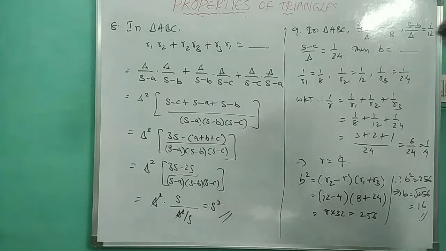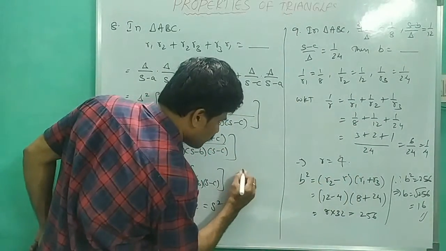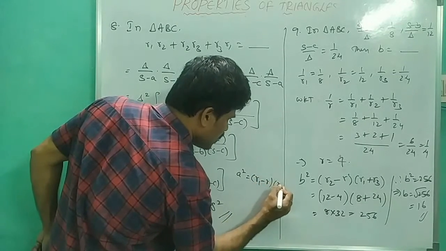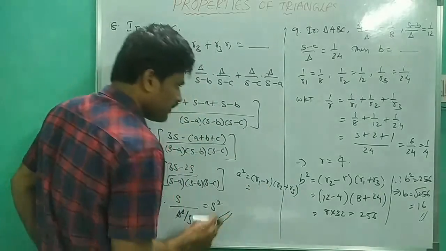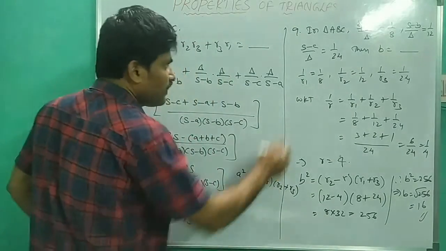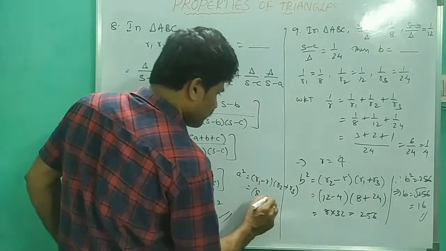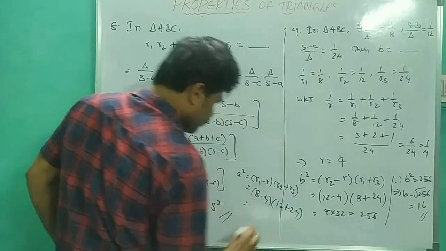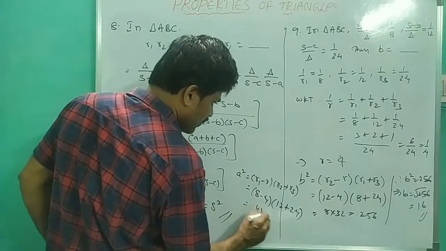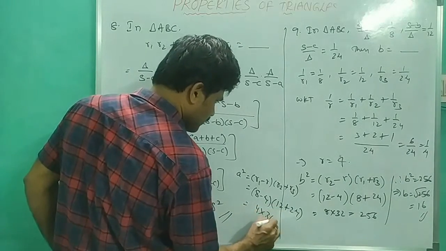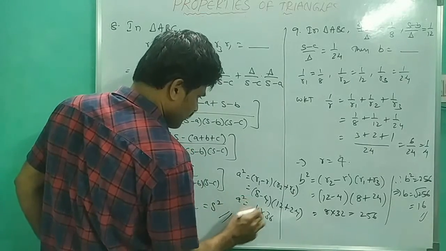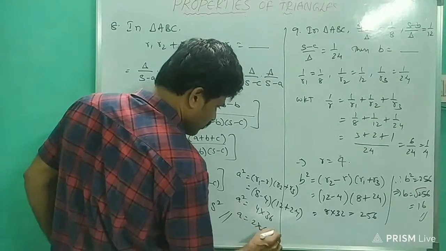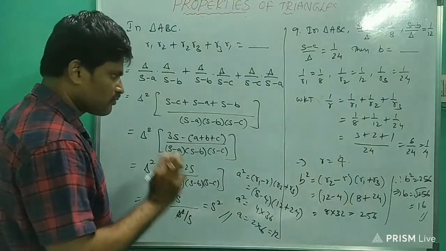Similarly, using to find a square also, here a square formula is r1 minus r into r2 plus r3. So here a square means r1 means 8 minus r is 4 into 12 plus 24. So here we have to observe clearly 8 minus 4, 4 into 36. So here this is a square. Now a equals to square root 4 means 2, square root 36 means 6. So 2 into 6 is 12. So a equal to 12.